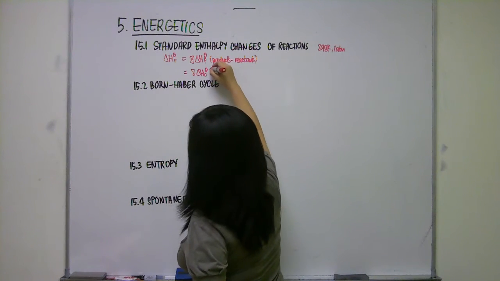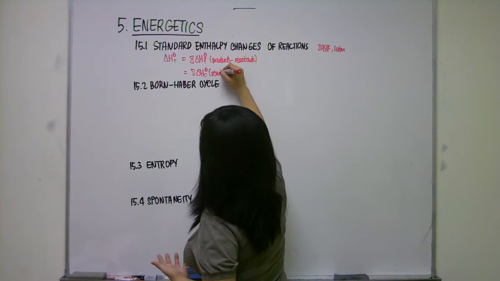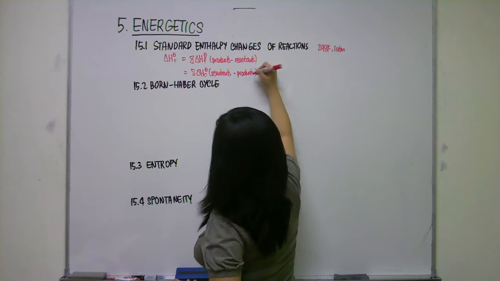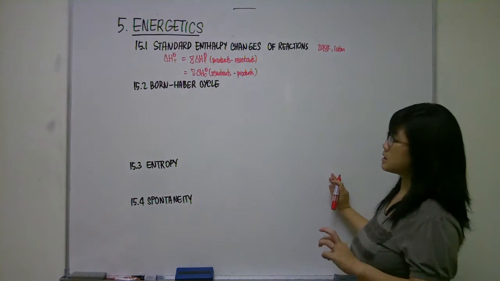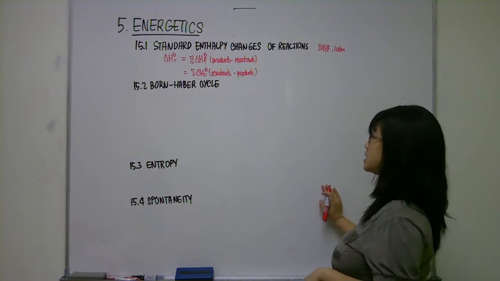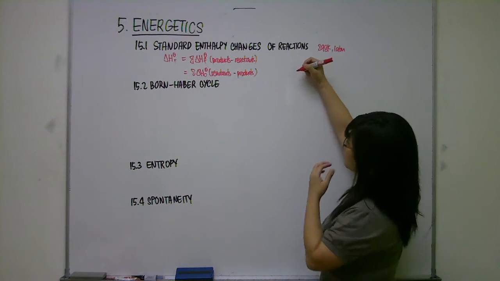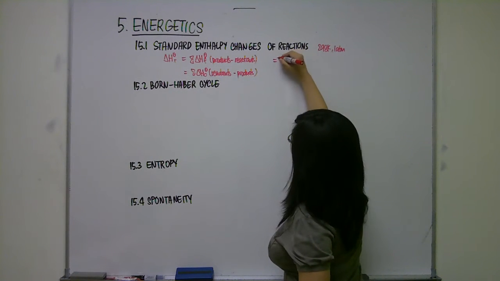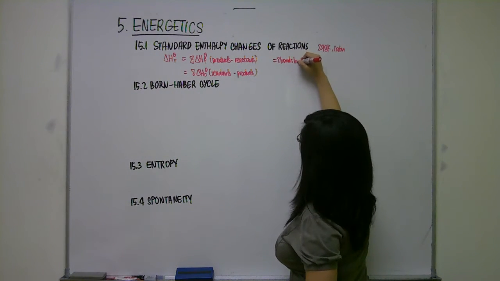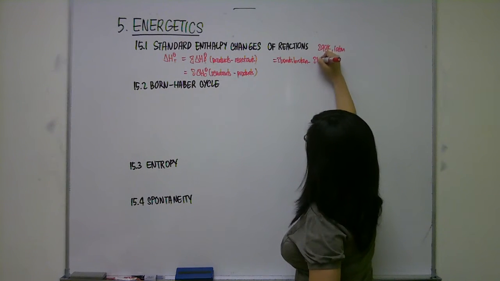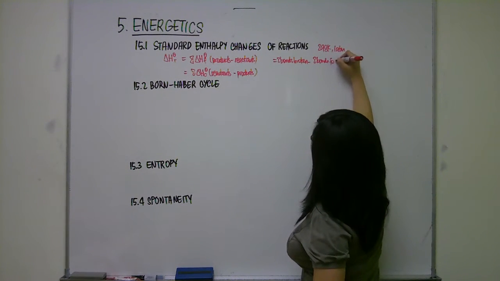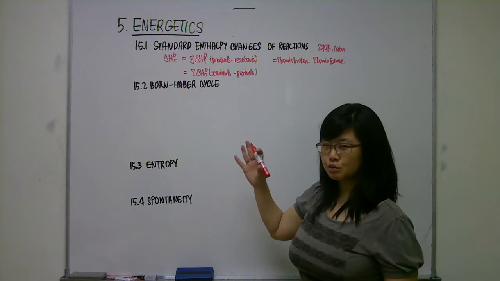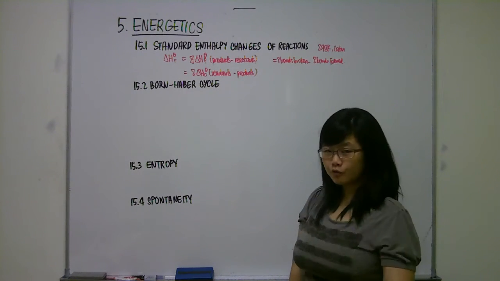If you're given the enthalpy change of combustion, then you'll take the sum of the enthalpy change of combustions of the reactants minus the sum of the standard enthalpy change of combustions of the products. If you're given the bond enthalpy, then you'll take the total bonds broken minus the sum of bonds formed. So remember, the method to choose will be based on the information given.